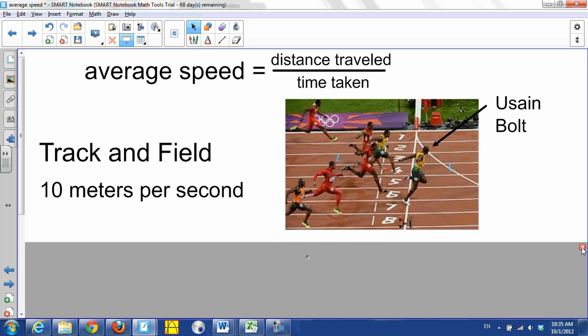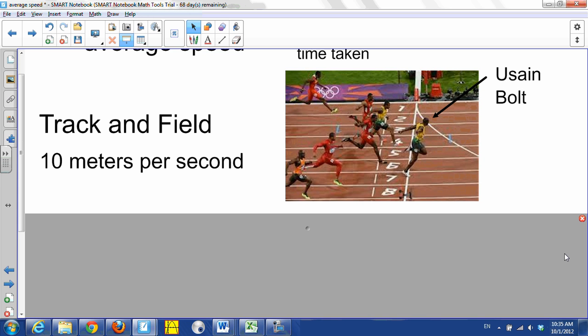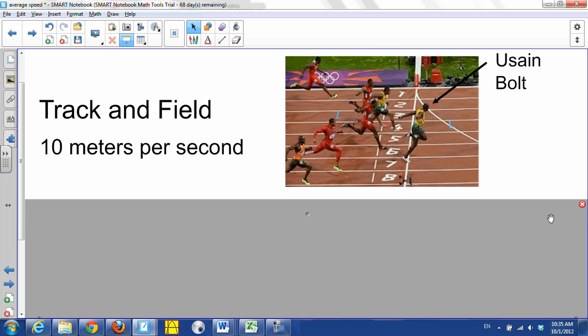Now, this was the 100-meter race, and Usain Bolt won it. I won't talk about the time right now, but he won it in, I think, 9.61 seconds or something like that in the Olympics. This was the Olympics in London this summer, or I guess I should say the summer of 2012, since this video will be viewable in subsequent years. Well, let's take a look at an application of average speed in track and field.